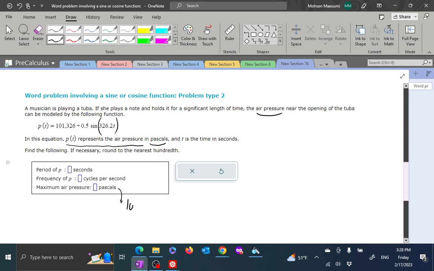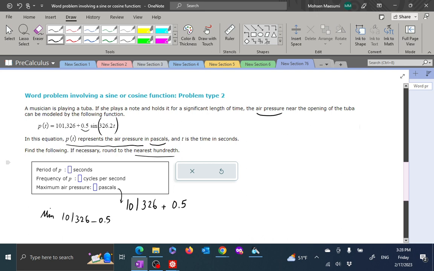Okay, what is the maximum air pressure? We start at 101,326. That's the midline, and then if you add 0.5 to it, that is going to become the maximum. So of course that's just the answer. If the minimum air pressure was asked for, it would have been 101,326 minus 0.5, and there is nothing to round here.